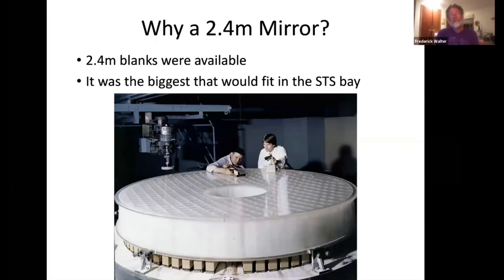Why 2.4 meters? Well, it would fit in the bay of the space shuttle, and there were lots of 2.4 meter blanks available. The reason is the NRO was building lots of space telescopes that pointed down using 2.4 meter mirrors. These were the KH-10 and 11 satellites.